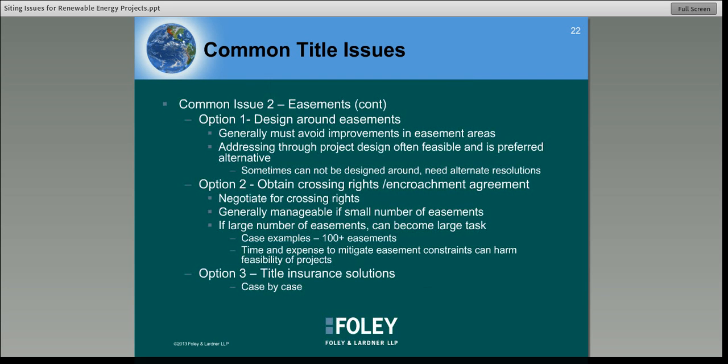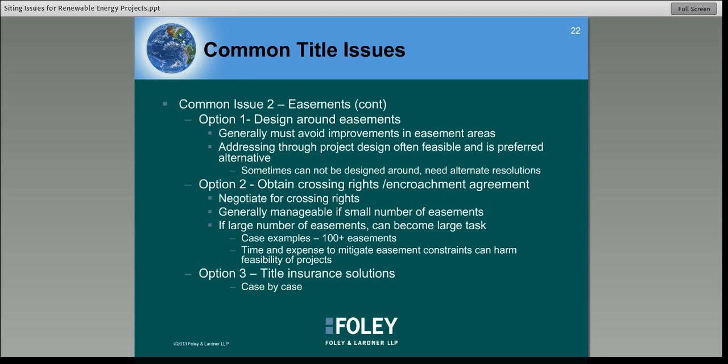So option one, now that you know where your easements are, and the best way if you can do it, is just to design around the easement. The general rule is you're going to have to avoid putting improvements in the easement areas. You can do it through design, which is very often feasible. You say, okay, we're not going to put solar panels or turbines or lines in these areas. That's no problem. That kind of redesign may affect your project output assumptions, but certainly it's good to know as soon as possible.